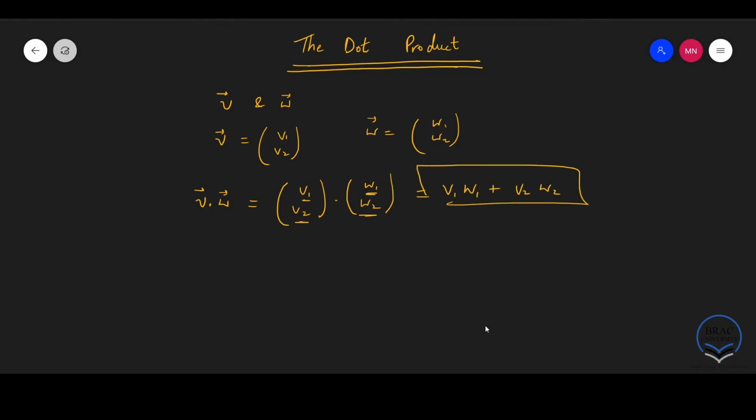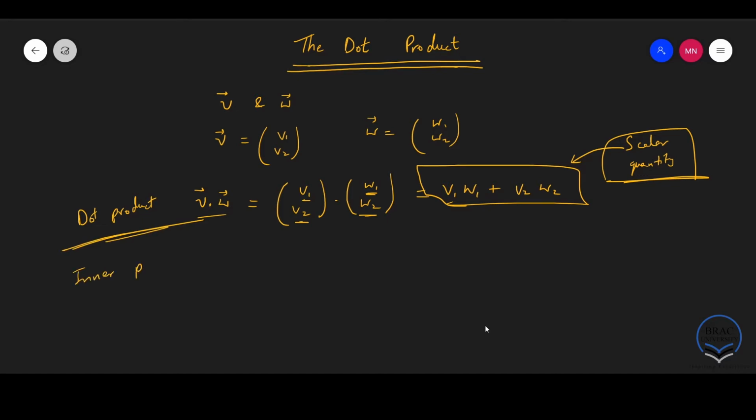This is what I get when I take the dot product of two vectors. This result is purely a scalar quantity. So if I take the dot product of vectors, I will get something that is scalar. This is also known as the inner product. Now, we will give you more details about what it actually means to take the dot product of two vectors, but for now let's take a look at a few examples.